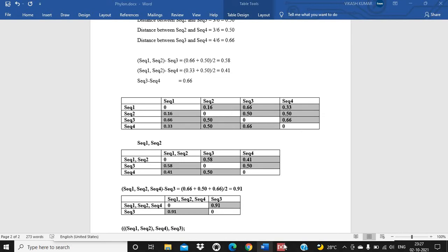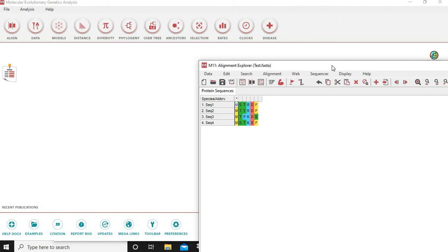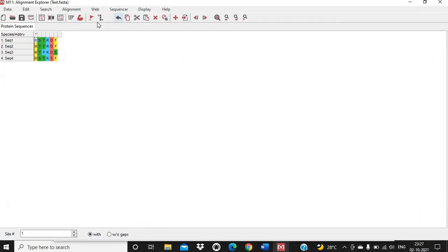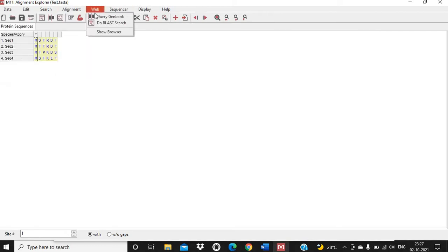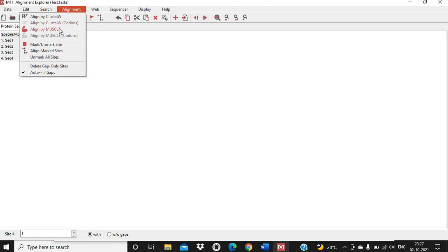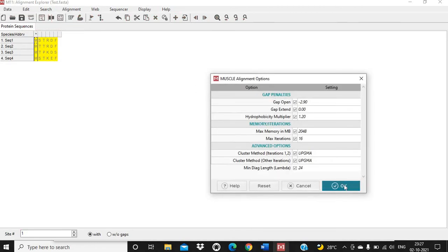So in MEGA11, let's see how to represent this. First you have to select all and then perform alignment by either MUSCLE or ClustalW. Here I'm going to align by MUSCLE. So you have to select default options.